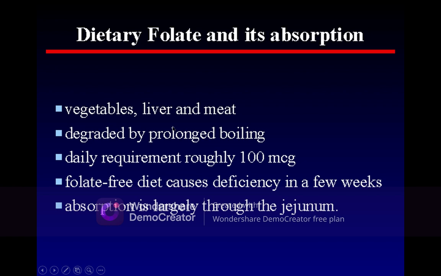Dietary folate and its absorption from the vegetable, and you are eating in most of the countries liver, meat, and it is degraded by the prolonged boiling. If you boil the meat and the liver or vegetable very prolonged, at high temperature, it is degraded actually. So it should not be highly prolonged boiling. It should be moderate boiling. Steam boil is rather more preferable.